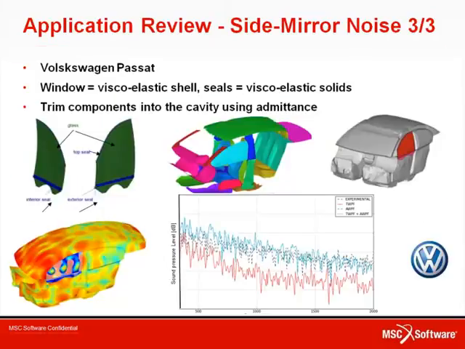So we have worked together with Volkswagen on a numerical model of the Passat. The vibroacoustic model includes the side window, the seals around the window, the interior cavity, and a simple representation of the trim components using admittance conditions. We can see in the results that the total noise is primarily driven by the acoustic wall pressure fluctuations, at least for the frequency range between 500 Hz and 2 kHz.